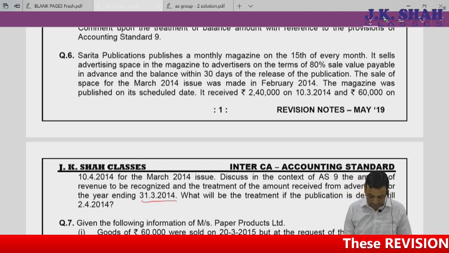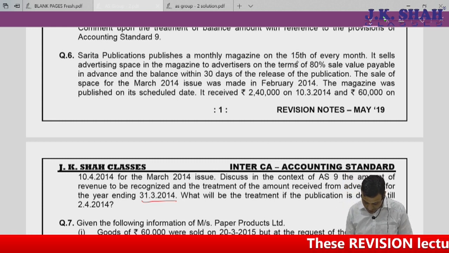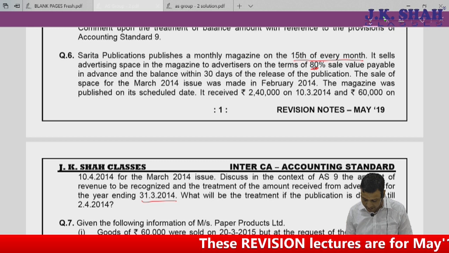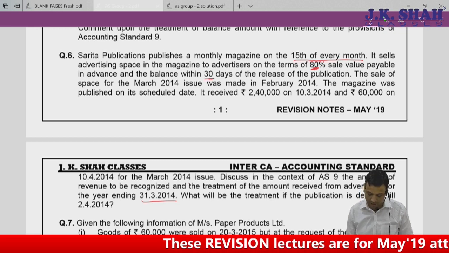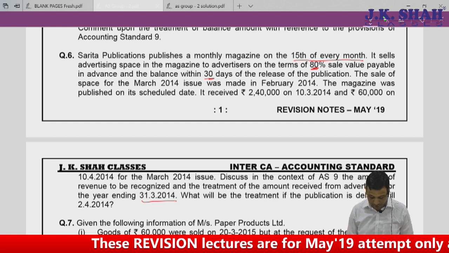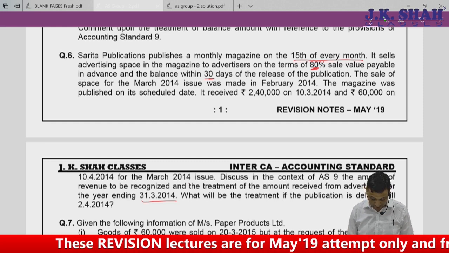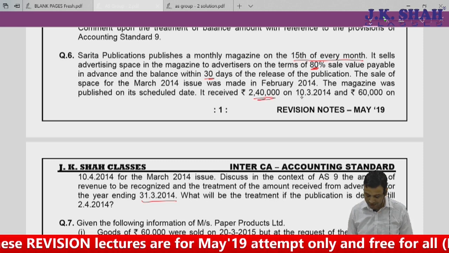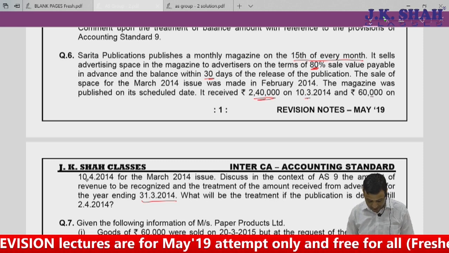If you look properly, it publishes magazines on the 15th of every month. It sells advertising space to advertisers on terms of 80% now, and the balance 30 days after the publication is released. The sale of space for March was made in February. The magazine was published on the scheduled date. It received 2,40,000 on 10/3 and 60,000 on 10/4.